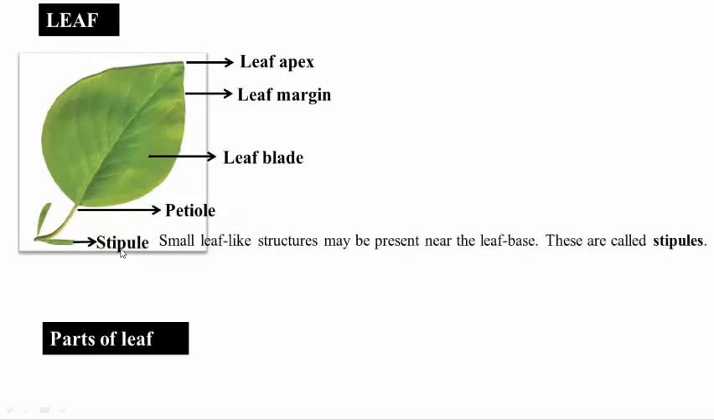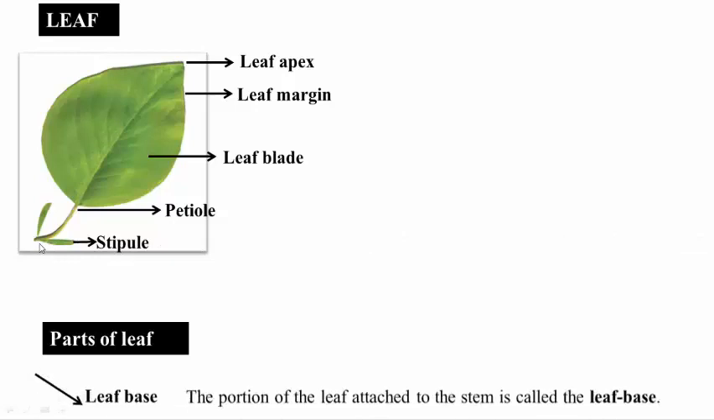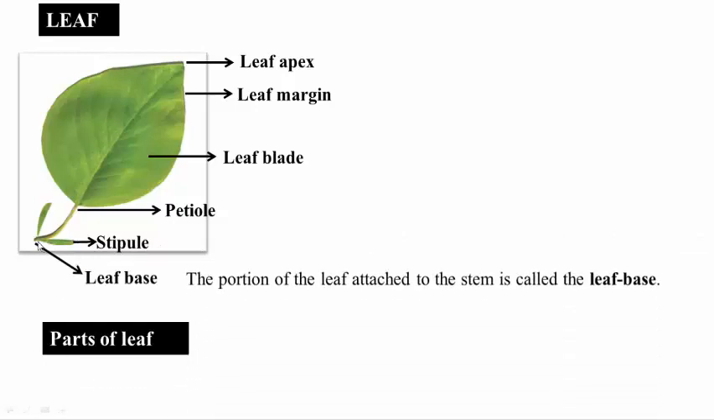What is stipule? Small leaf-like structures may be present near the leaf base. These are called stipules. Stipules are small leaf-like structures present near the leaf base. And last one, leaf base. The portion of leaf attached to the stem is called the leaf base. Means this is the portion of leaf which is attached to the stem.